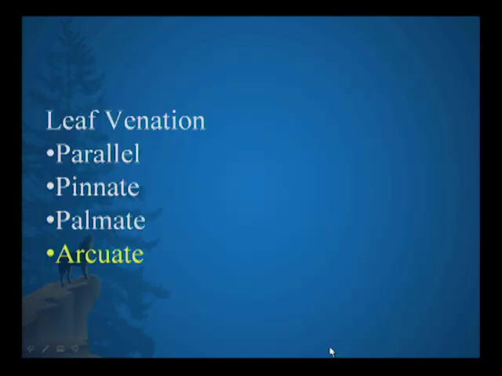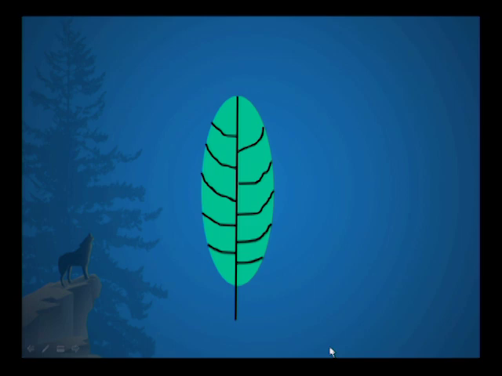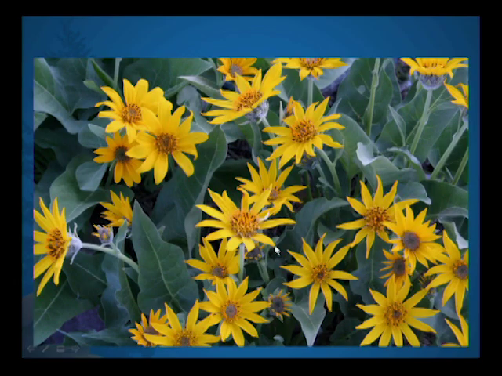And then arcuate is similar to pinnate, except that the veins coming off of the midrib will be slightly alternating, and there's an arch to them as they go towards the margin or edge of the leaf. And so we refer to this as an arcuate type of venation. And again, we'll see that in this example here, one of our disc flowers again. And this is arrowleaf balsamroot.